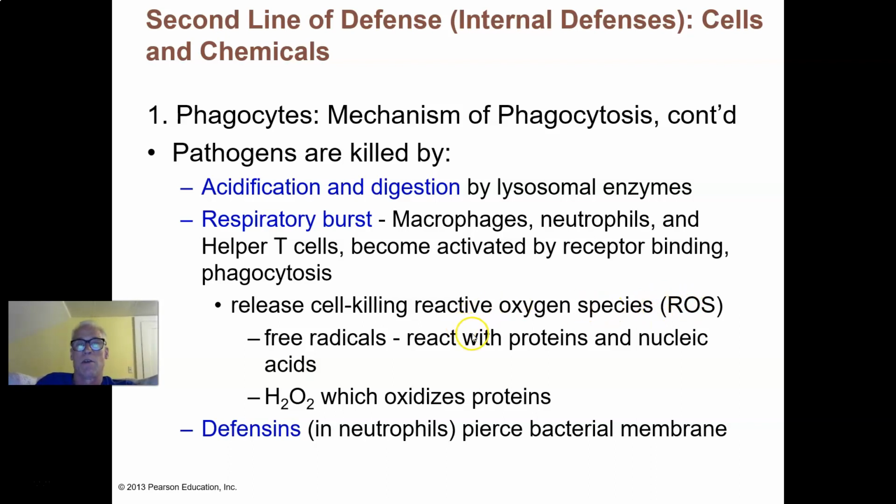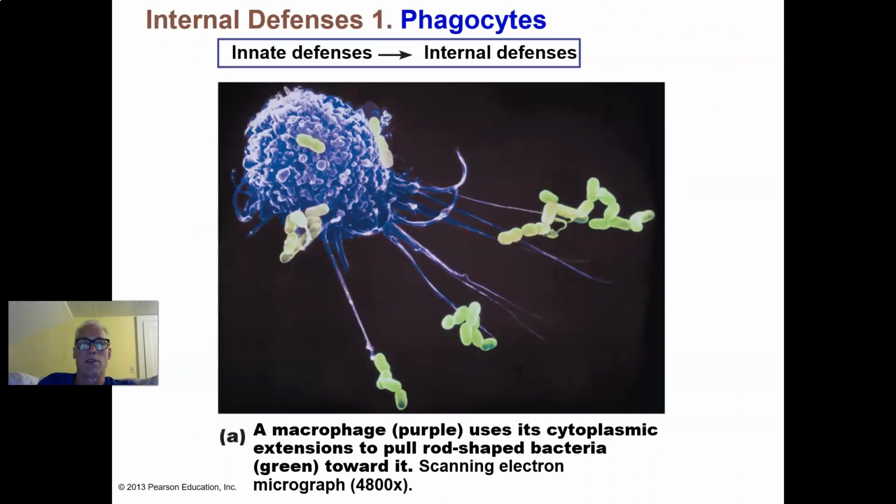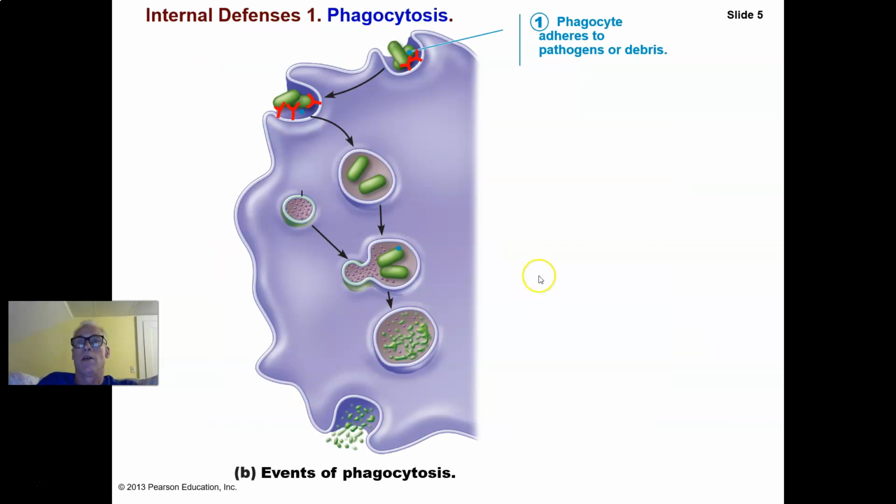So we have these extra chemical agents produced by the respiratory burst. Defensins are antimicrobial peptides that neutrophils also have, which can pierce the membrane of a bacterium and let all of its guts leak out, essentially killing it. So here's a little cartoon. We can run through and look at the steps of phagocytosis.